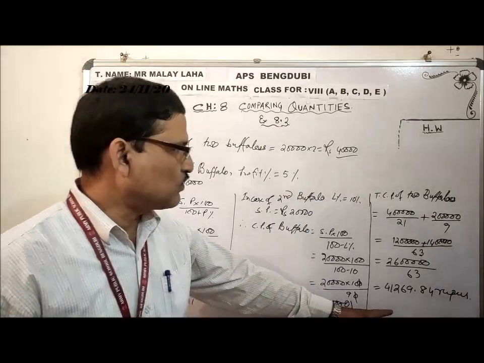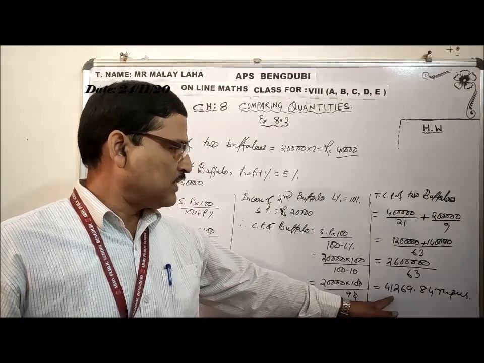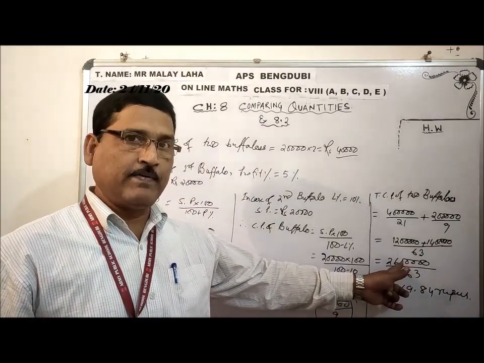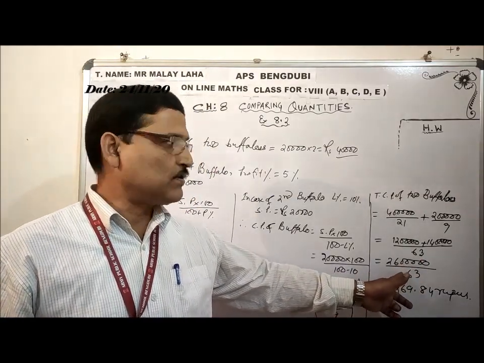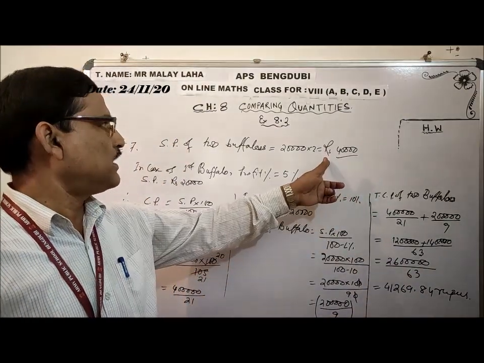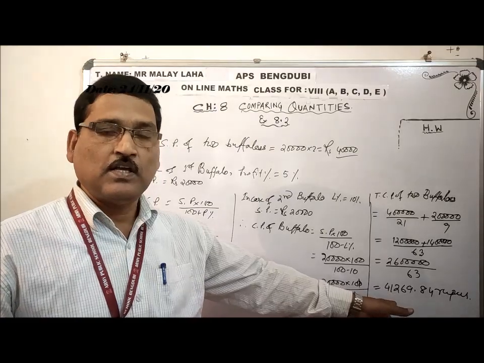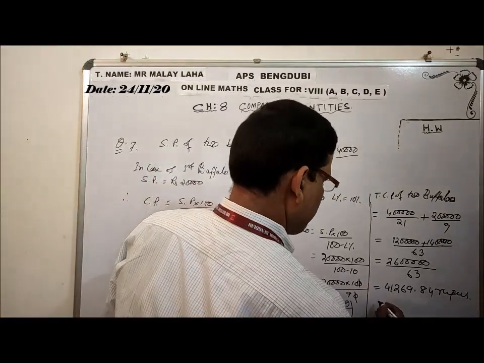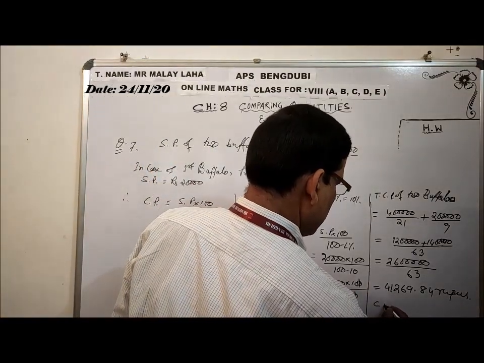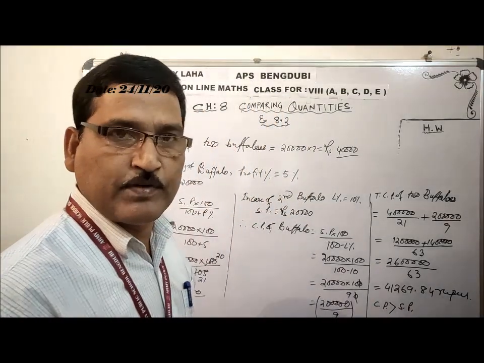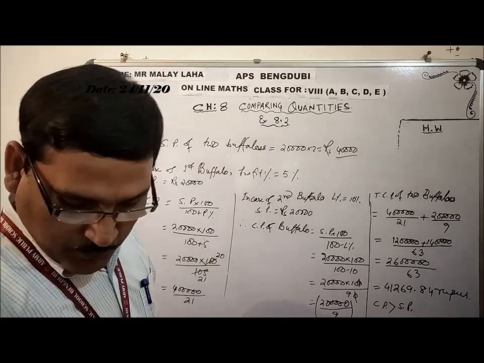Now you have got the total CP, 41,269.84. If you divide it by 63, you do it outside, and your selling price is 40,000, cost price is 41,000. So obviously CP is greater than SP. When CP is greater, that means there is a loss. How much loss? You have to find out.